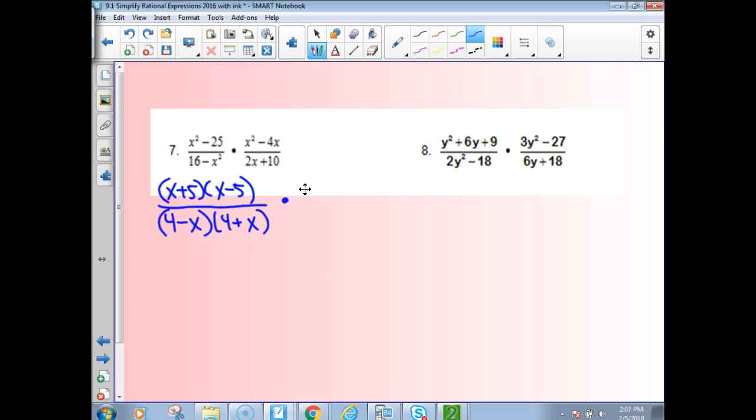Times second fraction. The numerator has a monomial factor of x. Factor out an x. X times x minus 4. The denominator, 2 factors out times x plus 5. Okay. In the top of the first fraction and the bottom of the second fraction, we can cancel out the x plus 5. Now, what else can I do? But we got a little issue here.